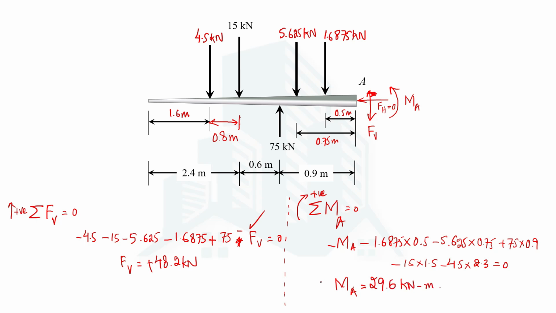Since the value came out to be positive, it means whatever direction we have considered is correct. If it would have been negative, then in that case we need to change this direction. Luckily we have got positive. It means the considered direction of the moment is correct. So we just have got the reaction at point A.